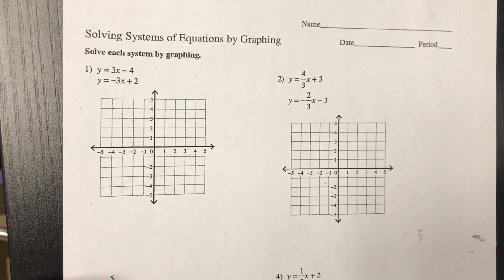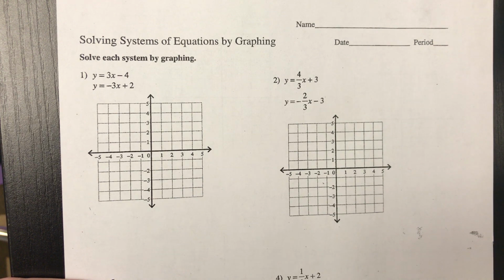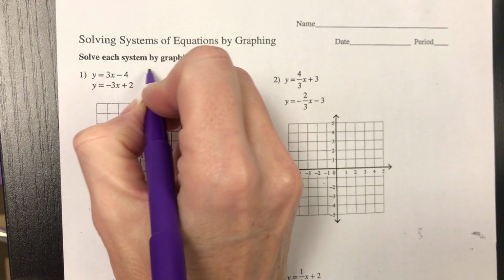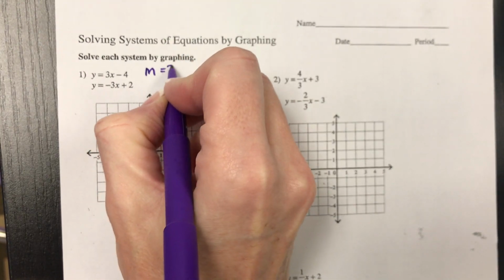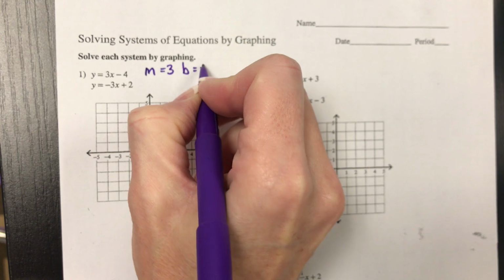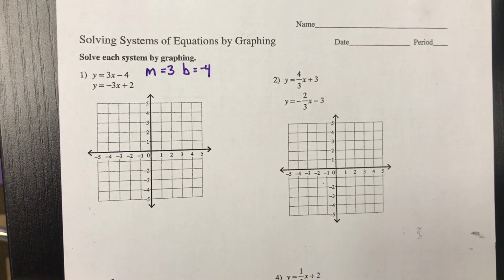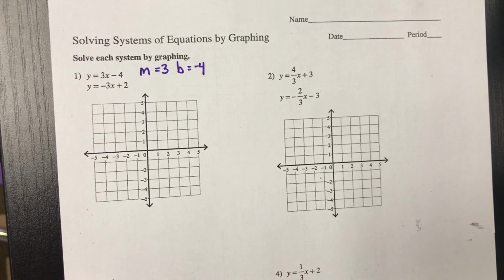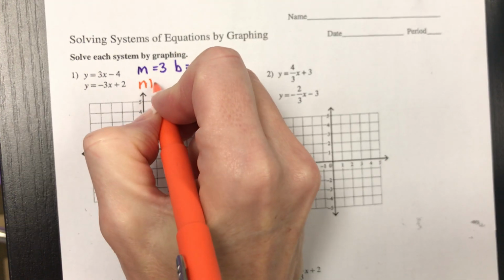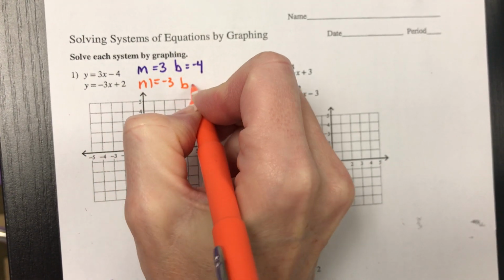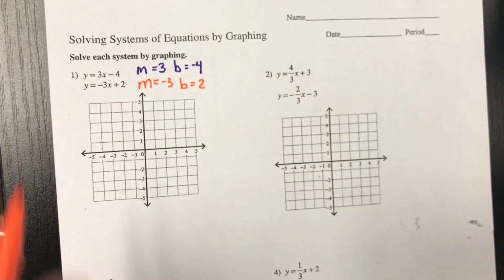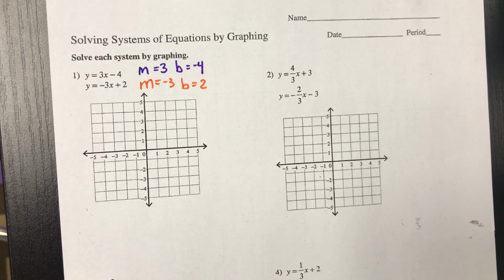All right, so the first one, we've got y equals 3x minus 4 and y equals negative 3x plus 2. So just like the other day, let's pick out our m and b. So m is 3, b is negative 4. We've got m is negative 3 and b is 2. Remember, m is your slope, b is your y-intercept.